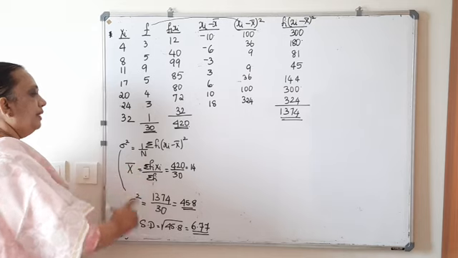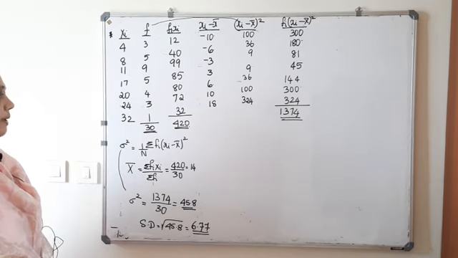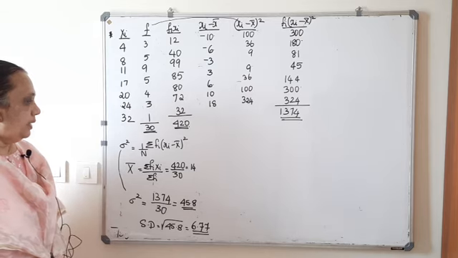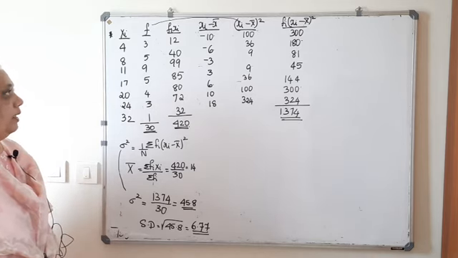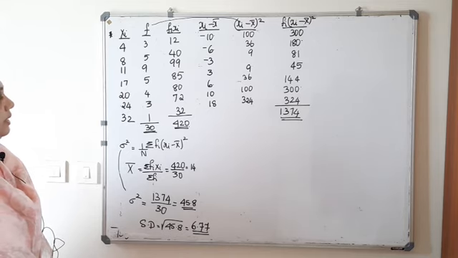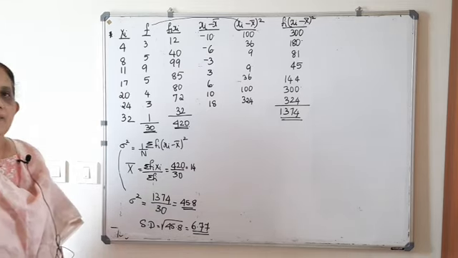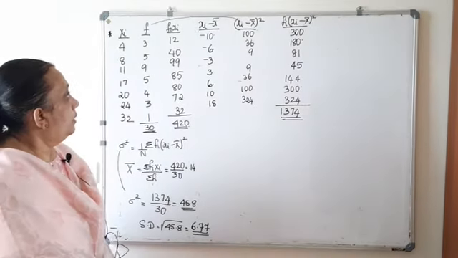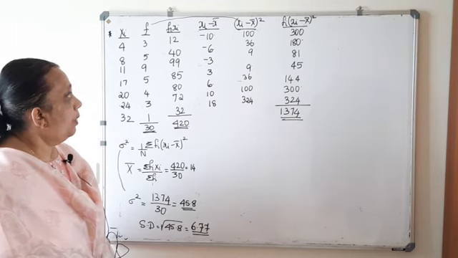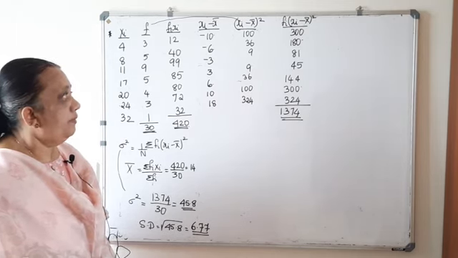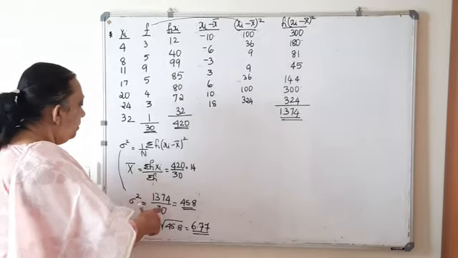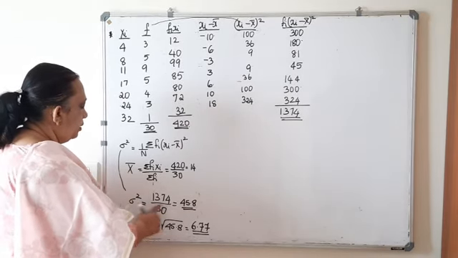You have already studied how to find the mean. Sigma fi into xi minus x bar the whole square divided by n. So x bar is sigma fi xi divided by sigma fi, 420 by 30, which is equal to 14. And next column you find out xi minus x bar. Some values will be positive, some values will be negative, sometimes values can even be equal to 0. Now next one, xi minus x bar the whole squared, so that all values become positive. Fi into xi minus x bar the whole squared, take the sum, and the sum divided by sum of the frequencies gives you the variance.